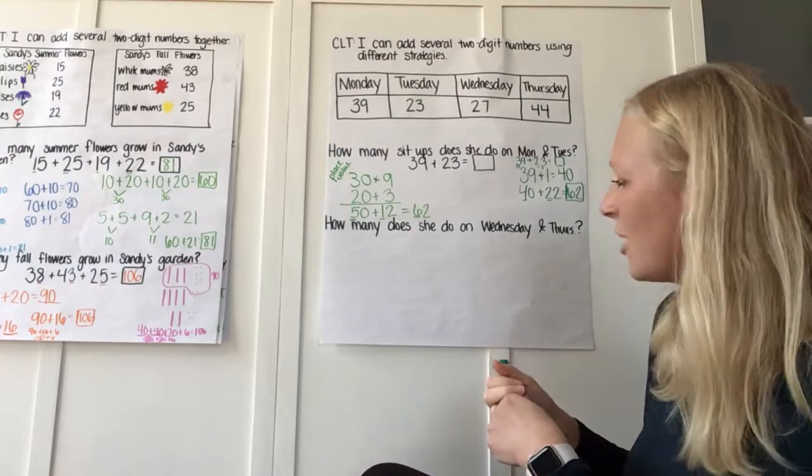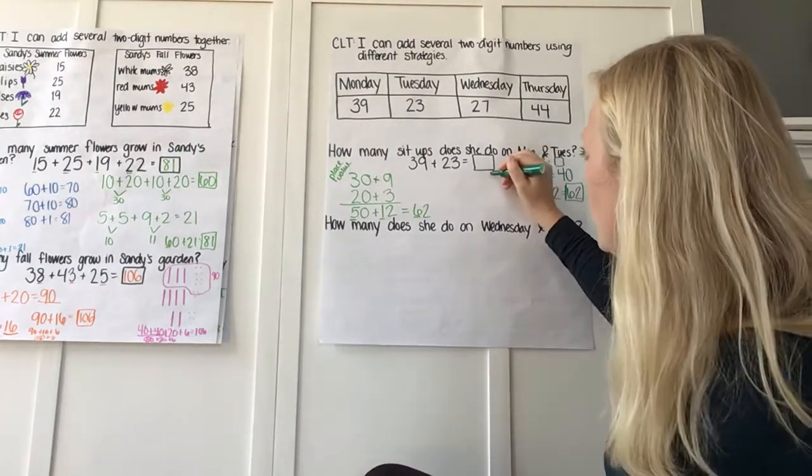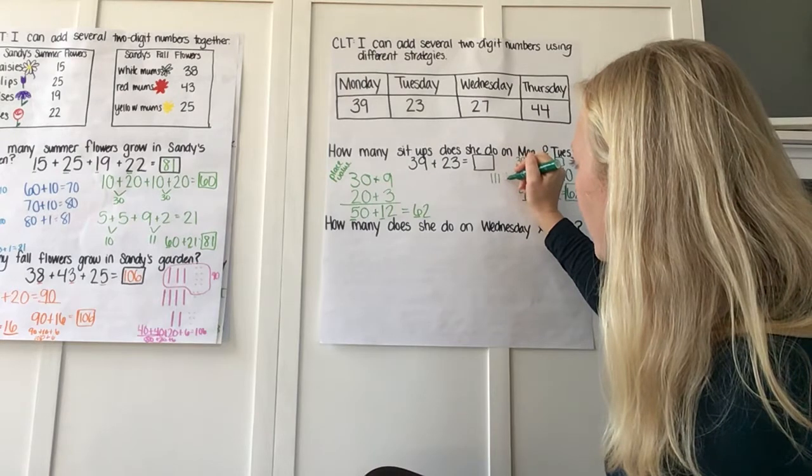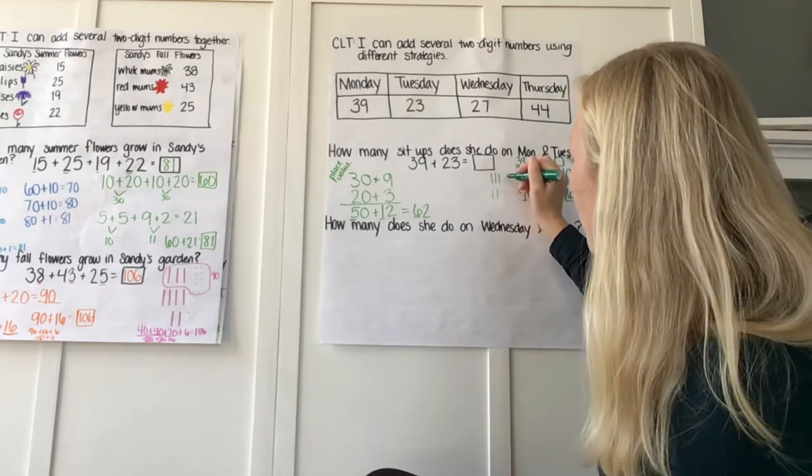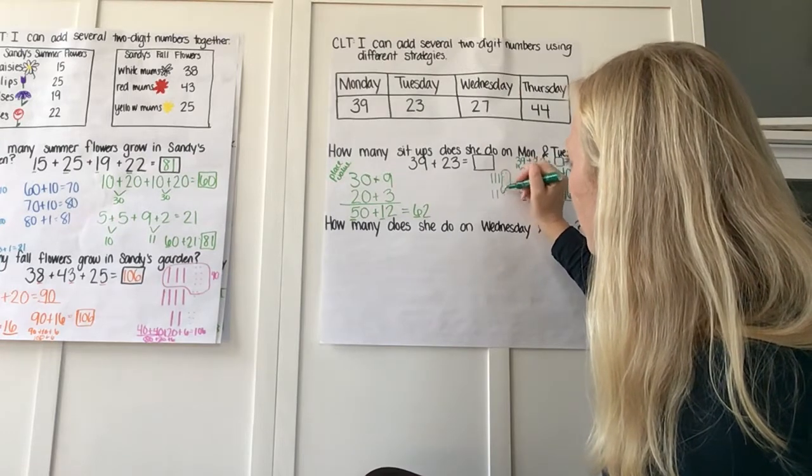Oh my. Someone drew a picture of this too. They drew 30, 1, 2, 3, 4, 5, 6, 7, 8, 9, and then 23. And all they did was just show there's that 40.